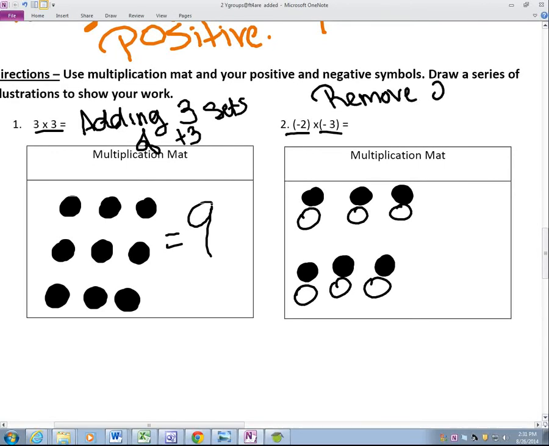Remove 2 sets of -3. Remove 2 sets of -3. I like it. Of -3. So I'm going to remove 2 sets of -3 after you guys write that little story.